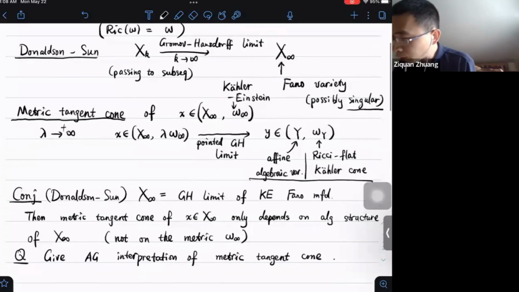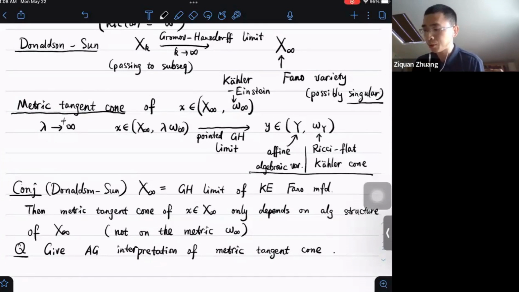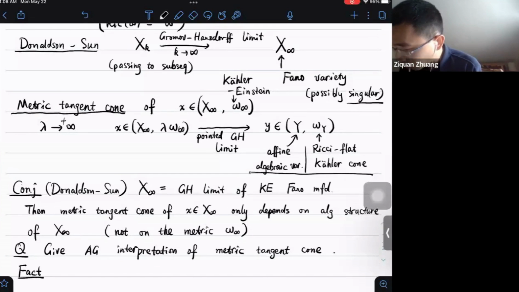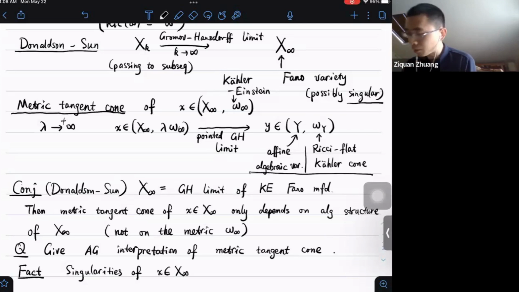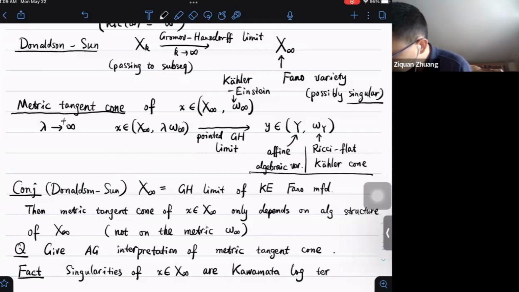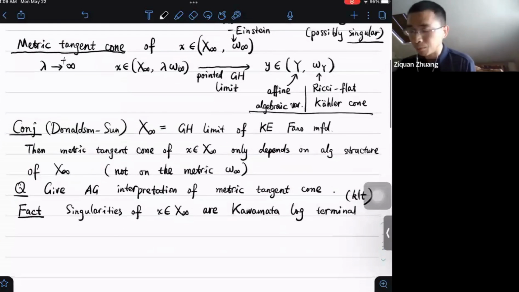All right, so now before I move on, let me first tell you what's the actual context I want to work in. As a general fact, the singularities on this Gromov-Hausdorff limit of Kähler-Einstein Fano manifolds are special examples of a bigger class of singularities, particularly in birational geometry. So it is known that the singularities of this X infinity, this Gromov-Hausdorff limit, are so-called Kawamata log terminal. Okay, so I'll usually write this as KLT.